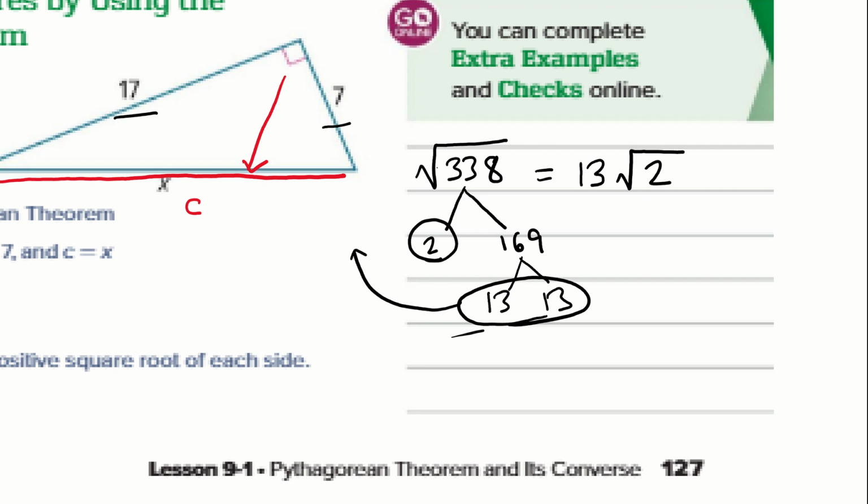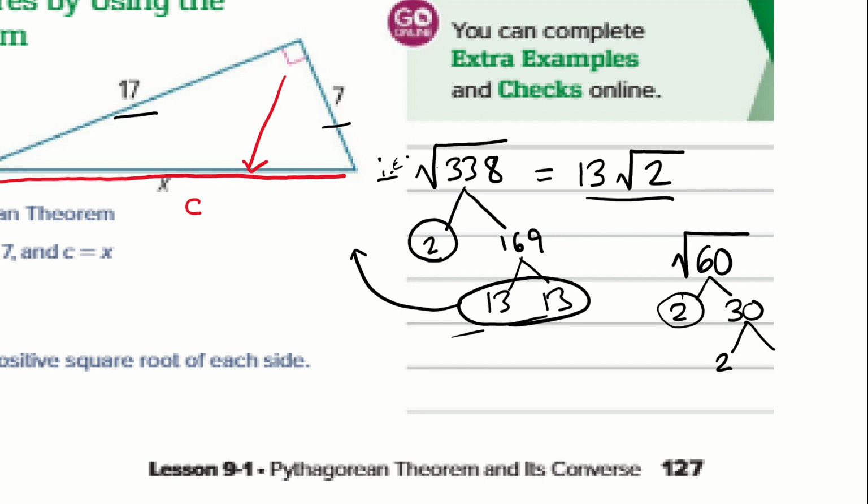Okay? So let's give you another example of this. So this is an example that we did, and this is why that was the answer. Let's give you another one. So let's see, square root of 60. We know that we can do 2 times 30 is 60. I'm going to circle that because I'm done with that too.